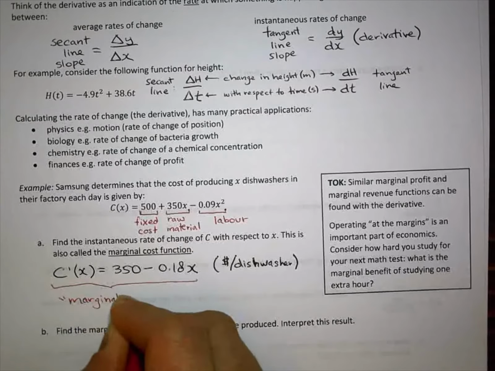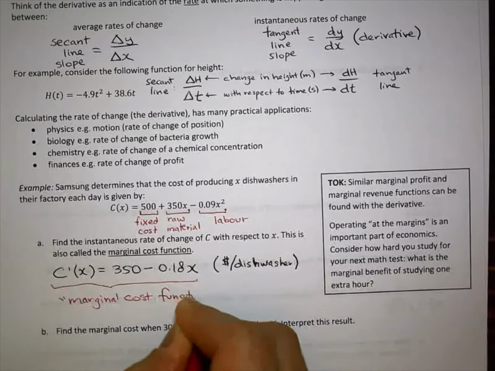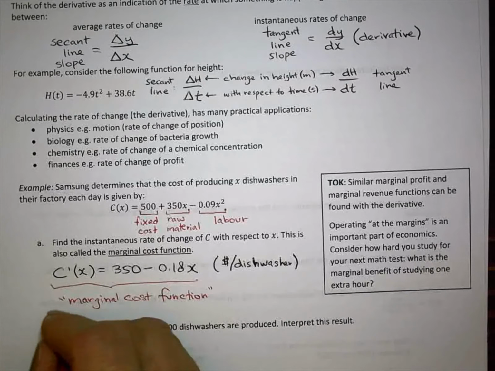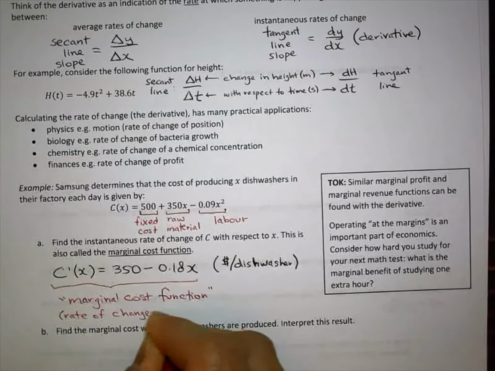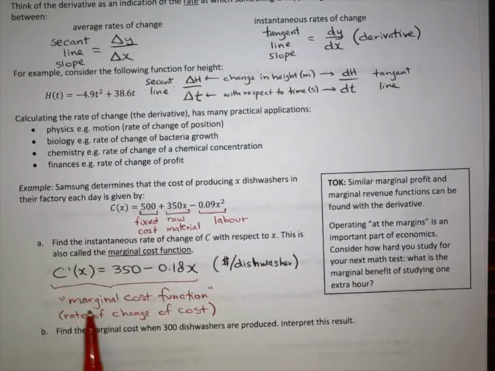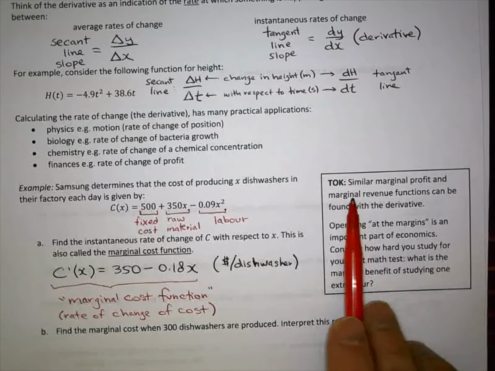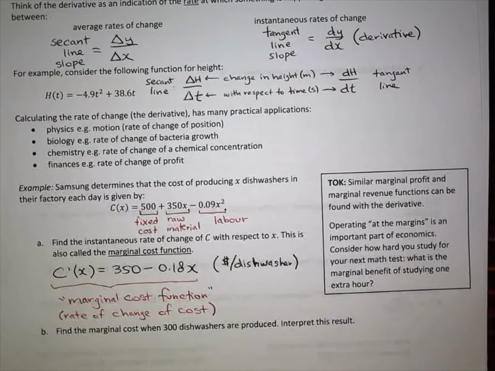Marginal cost function. And it would be the rate of change of cost. Now, the reason I do this example is we have to get to know this word marginal. Marginal is a thing in business that means take the derivative. Marginal cost function is the rate of change of cost, or the derivative of cost. You could also do the marginal revenue function, marginal profit function. Anytime you see marginal, it means that you're going to find a derivative.